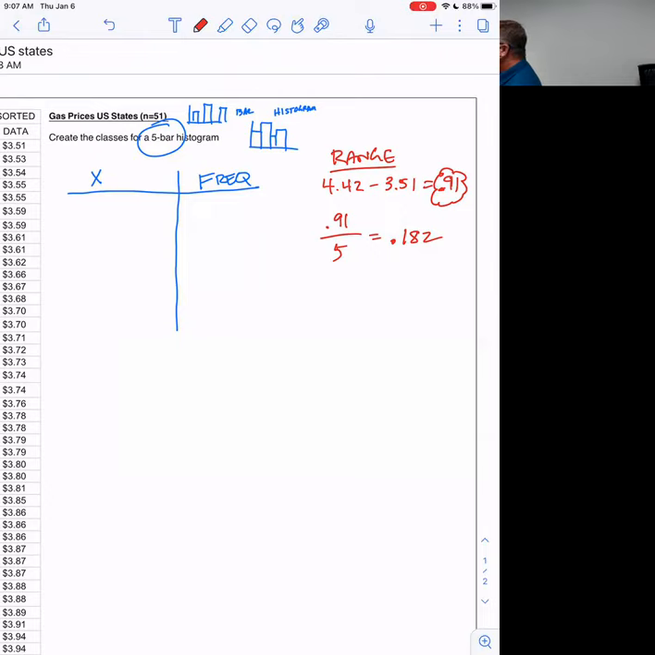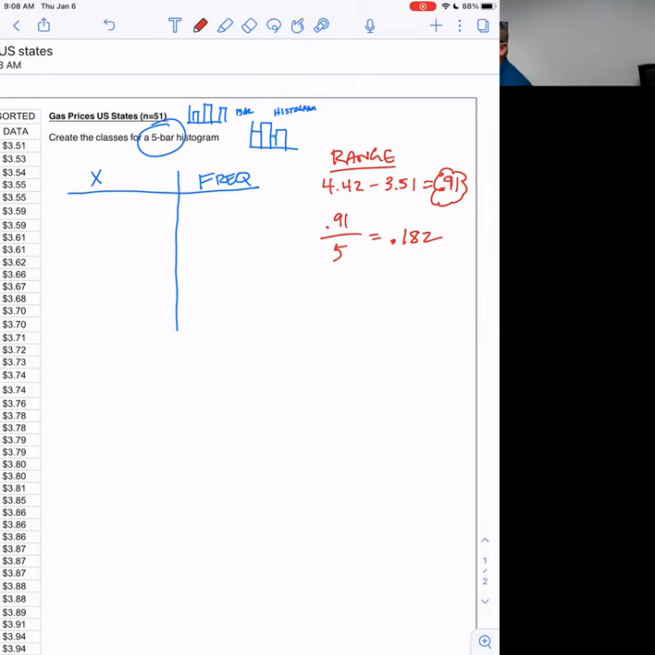And so basically I got a range of 91 cents I've got to cover in my classes. And then I've decided to step from the bottom one to the top one in five steps. And so that's why I'm dividing by five. And so I got 18.2 cents. And my first thought was like, whoa, why is that number so small? And then I stopped and thought, oh yeah, I guess it makes sense. It'd be pennies between each one.